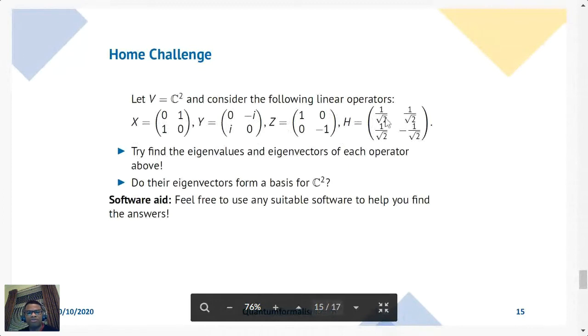But for those of you who have already come across it, I challenge you. I know some of you are coming from quantum mechanics and quantum computation, and have already seen these things. You can do this with maybe a software or something. And then the question is, do the eigenvectors form a basis for C2? This might be a little bit harder. It takes a little bit for you to think, but maybe some of you will find it.